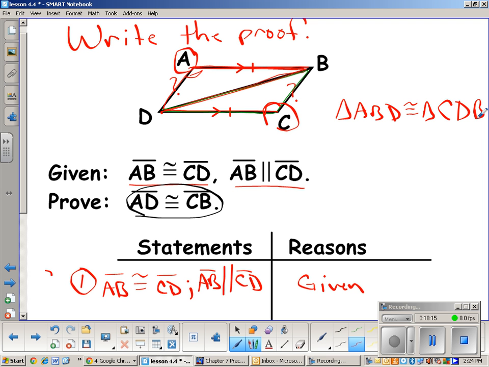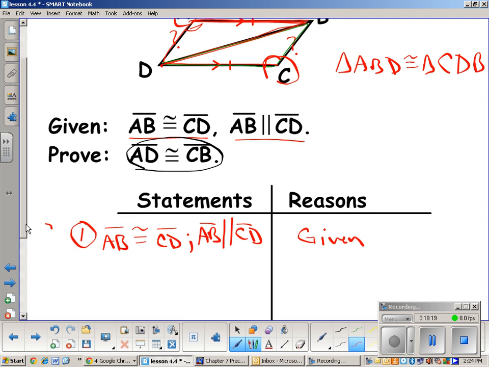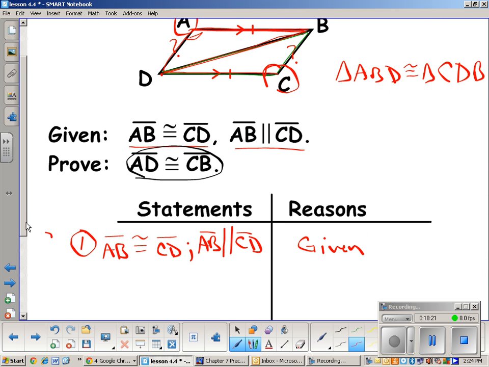Okay. So, I want to prove those two triangles are congruent. And so I look at this information here. It says that two segments are congruent. They're already marked right here. These two segments are congruent.